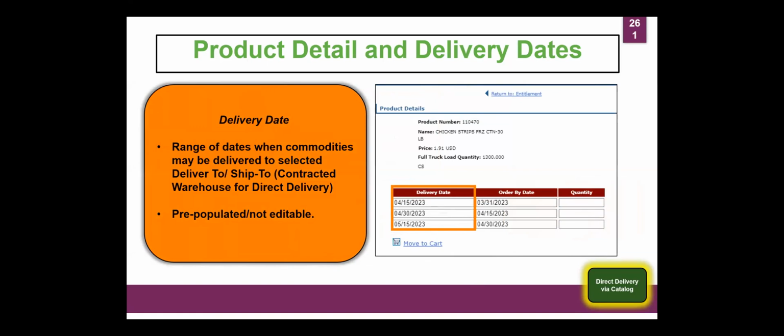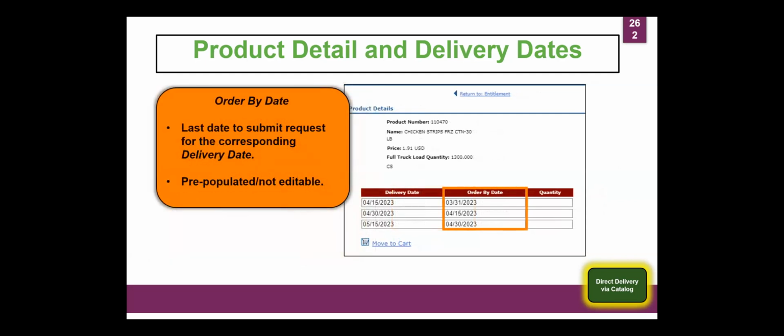So a delivery date is a range of dates when commodities may be delivered to the shipped to or contracted warehouse. These are pre-populated and you cannot change them. Whereas the order by date is the last date you can submit a request for that delivery date. Meaning if I wanted to have this product in by April 15th, I need to order it by March 31st.